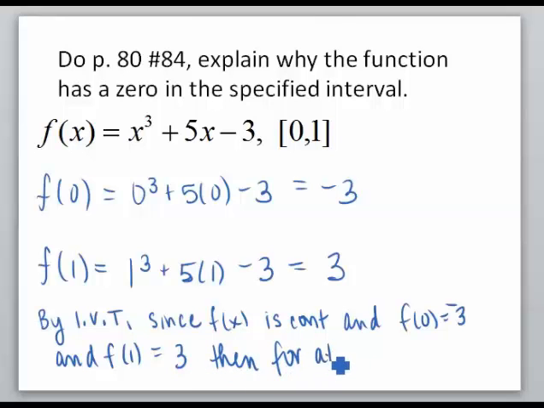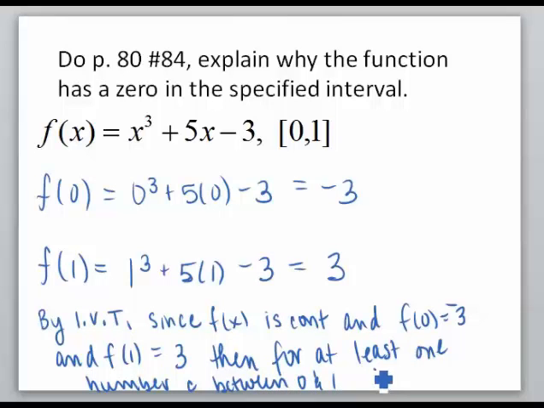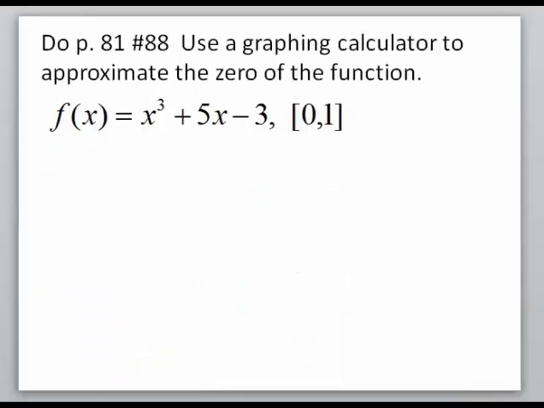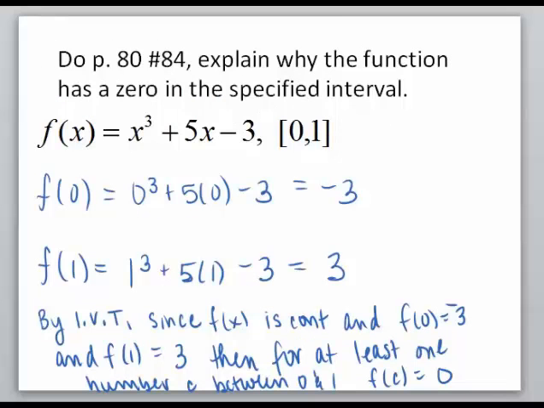for at least one number c between 0 and 1, f of c equals 0. So what it's saying is, since this is at a height of negative 3 and this is a height of 3, at some point it has to pass through 0 to get to that 3. On the next problem, but we're going to take a break at this point, we're going to actually find that 0 that we're talking about in this problem.